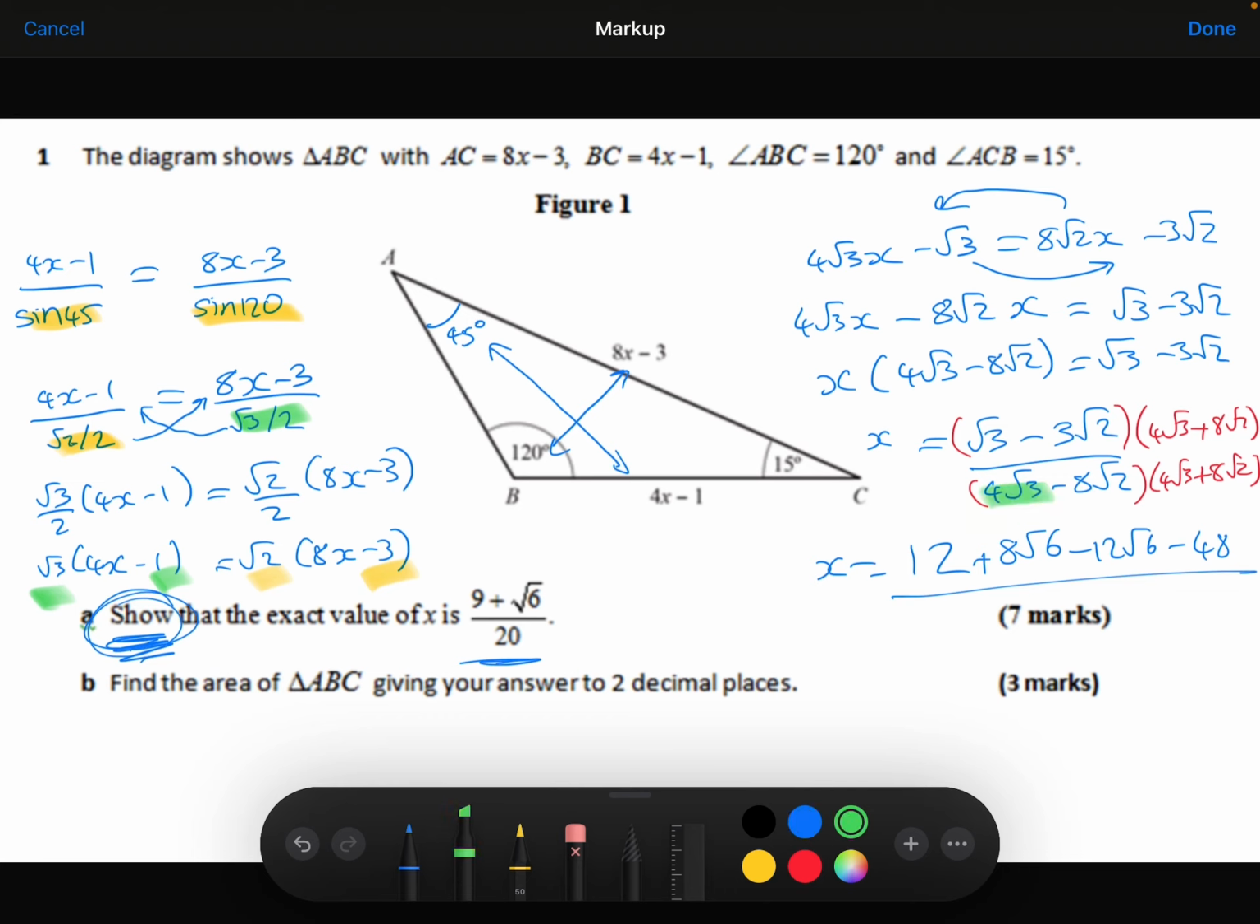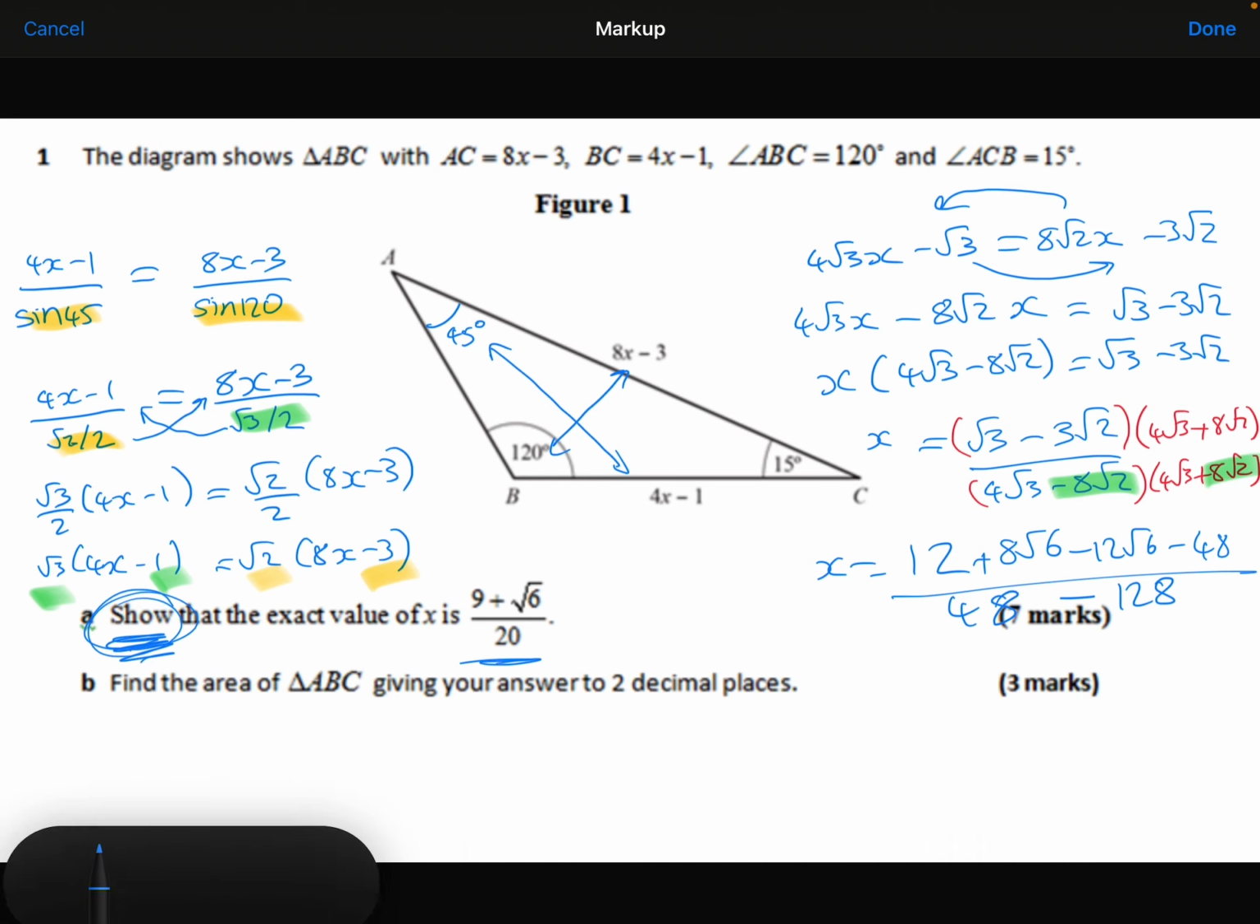On the denominator, we're going to have 4 root 3 times 4 root 3, which is going to be 48. The 4 root 3 and the 8 root 2 multiplied together would cancel with the minus 8 root 2 times 4 root 3, so I don't need to include those. But I do need to include the minus 8 root 2 times 8 root 2, which will be minus 128. Now to just collect up like terms and simplify. The numerator, the 12 minus 48 is minus 36. The 8 root 6 minus 12 root 6 is minus 4 root 6.